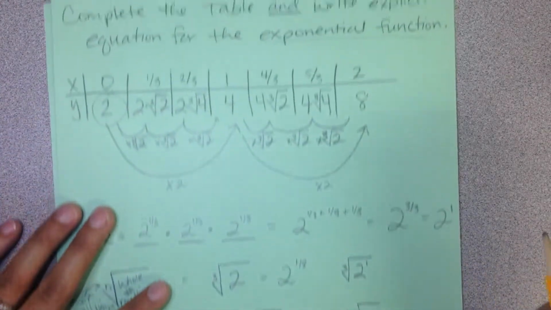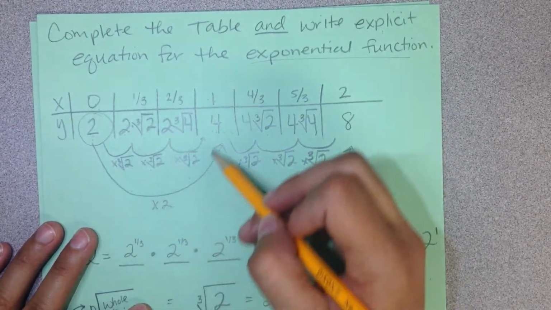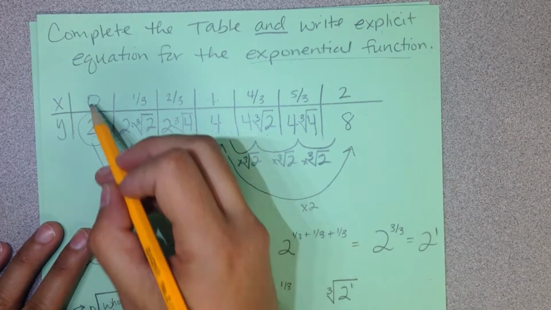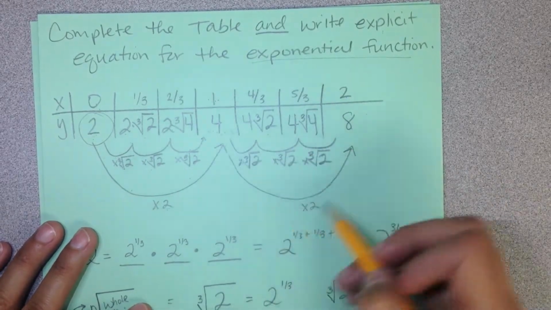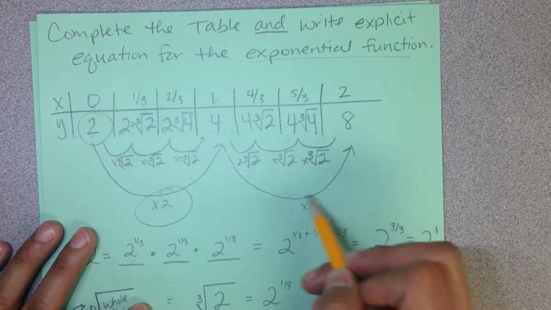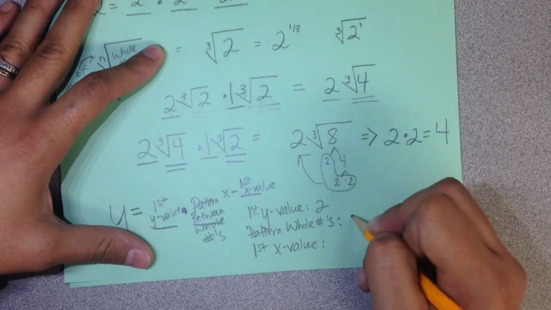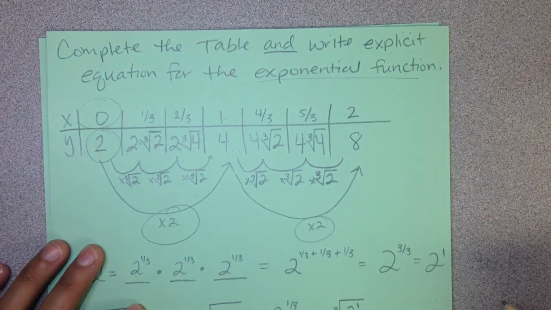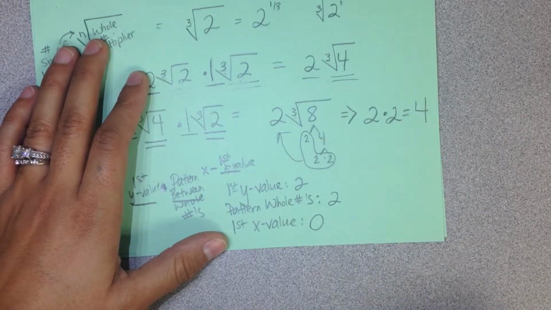So let's go back up to the top. Pattern between whole numbers, 0 and 1, 1 and 2. What did we multiply by between 0 and 1? What did we multiply by between 1 and 2? Well, between 0 and 1, 2 to 4, we multiplied by 2. 4 to 8, we multiplied by 2. So the pattern between whole numbers is 2. So we go back down here. The pattern between our whole numbers was 2. And then we go back up to the top. What was our first x value? Well, our first x value was 0. So we go back down to the bottom, and our first x value is 0.